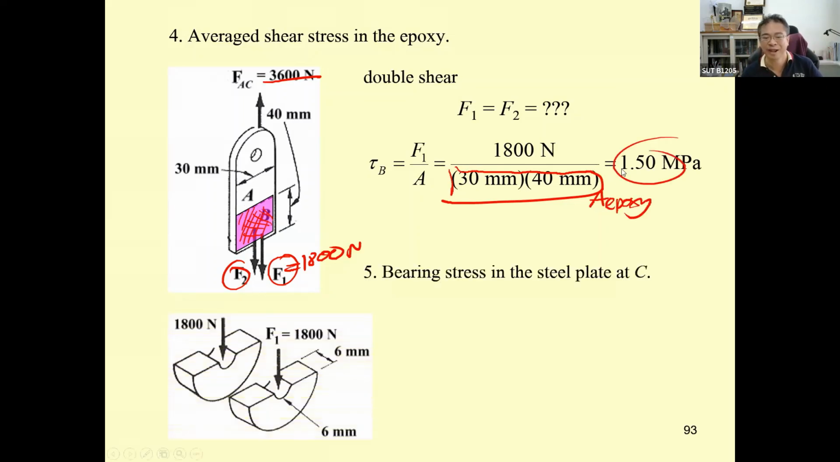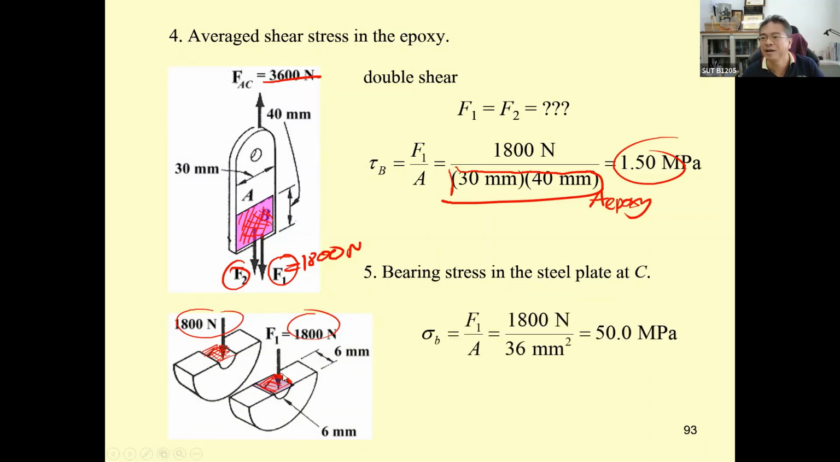It's a glue. Okay, so the bearing stress will occur on the area, at the C over these two areas. So force divided by half, and the area going to be this area, 6 millimeter by 6 millimeter. So bearing stress is going to be 50 megapascal.